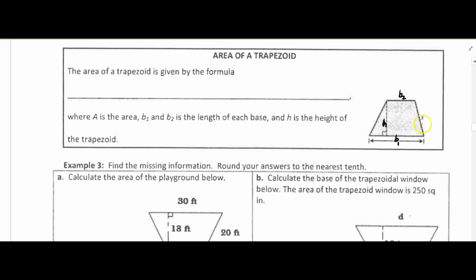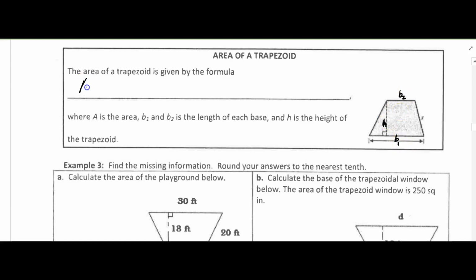We have a side labeled here as S. These two legs, they could be different. If they happen to be the same, it would be an isosceles trapezoid. And there may be some examples where we'll use the legs in parts of our calculations. But for now, for the area of a trapezoid, all we need is base 1, base 2, and the height.